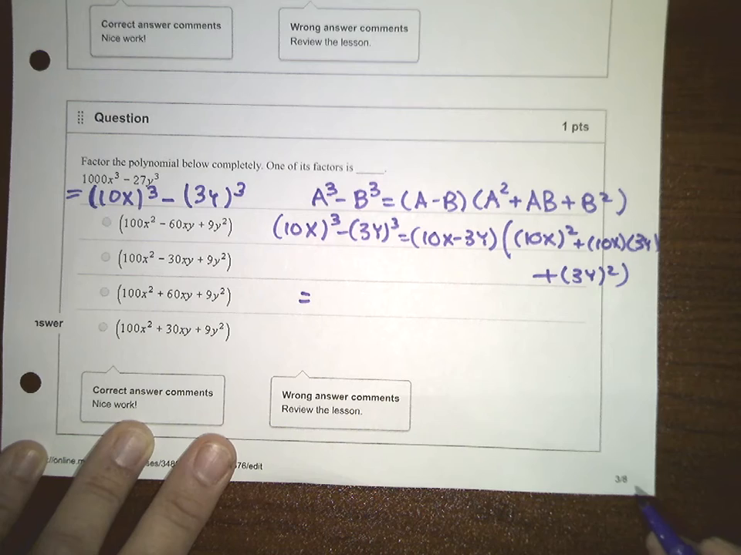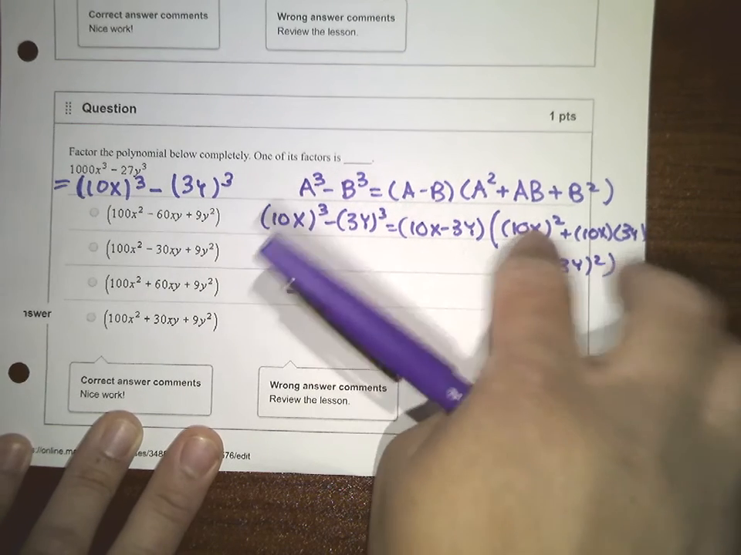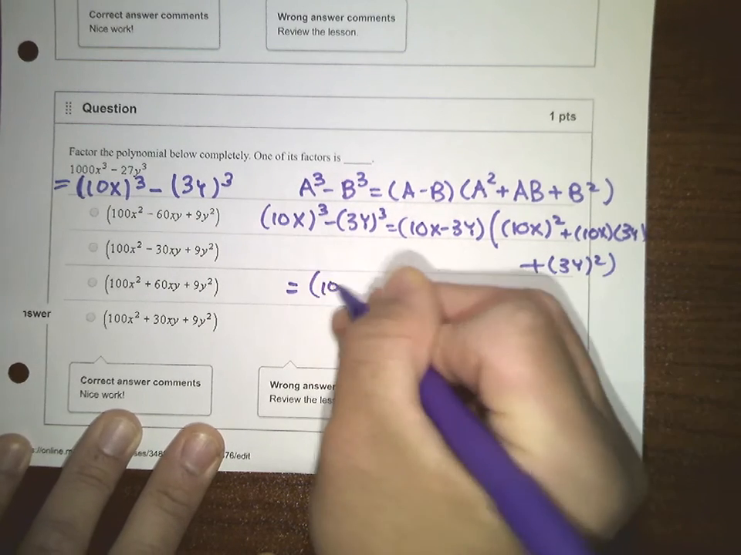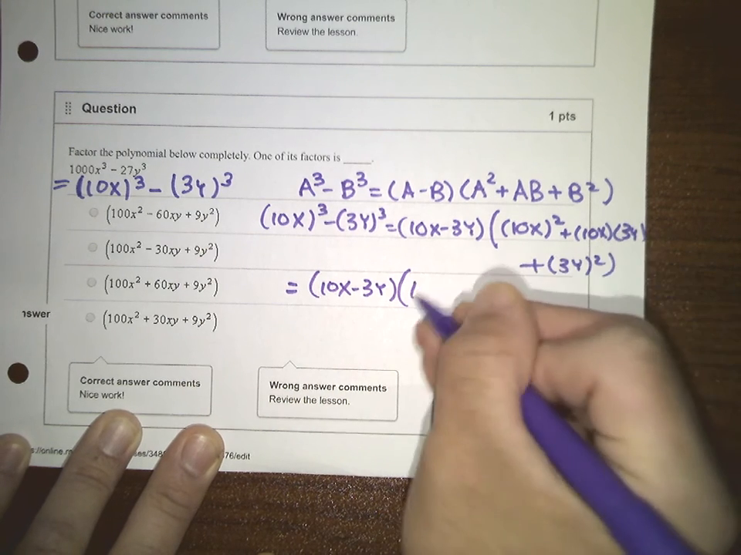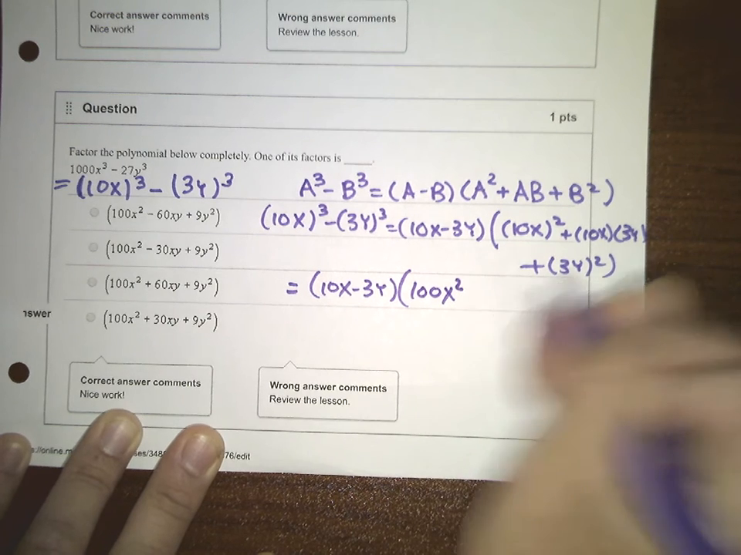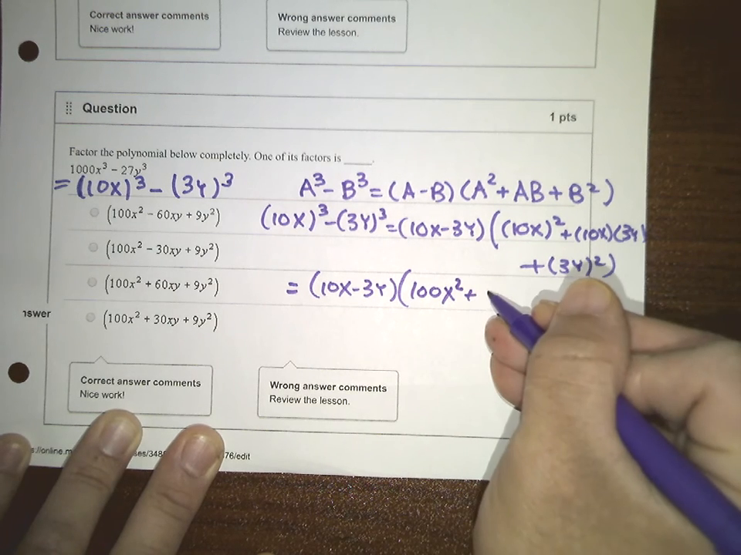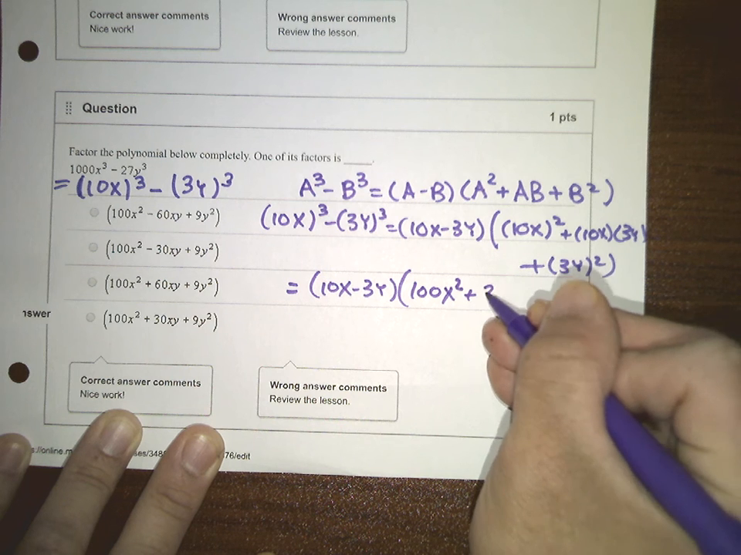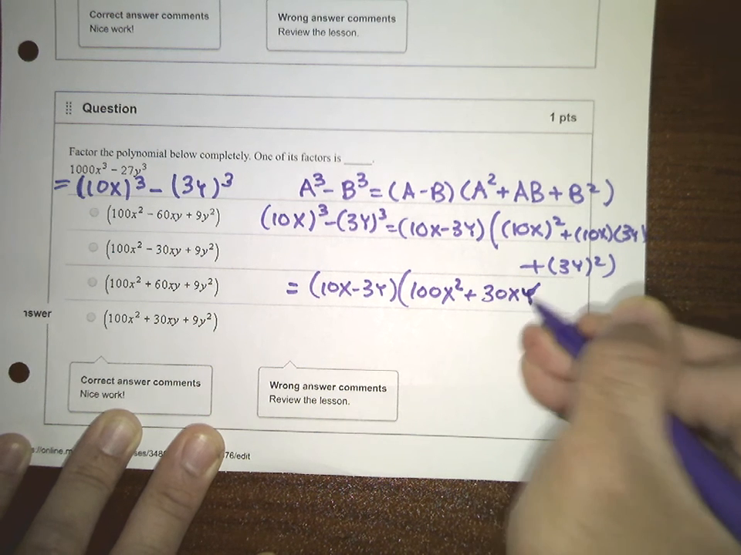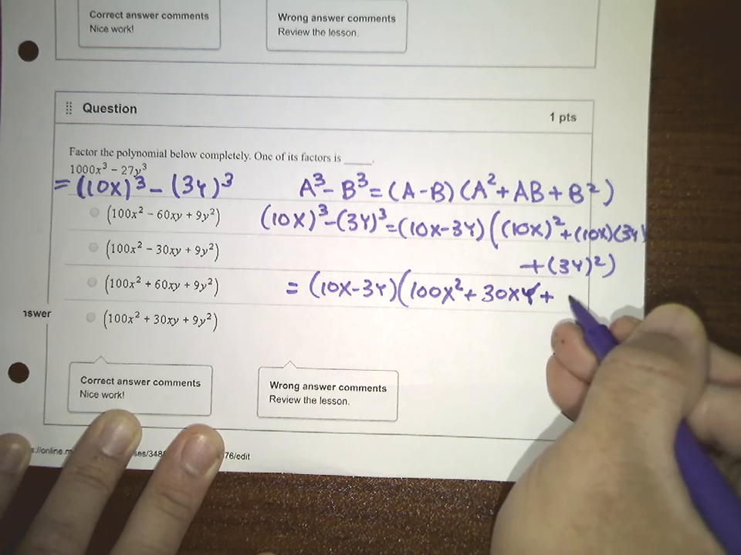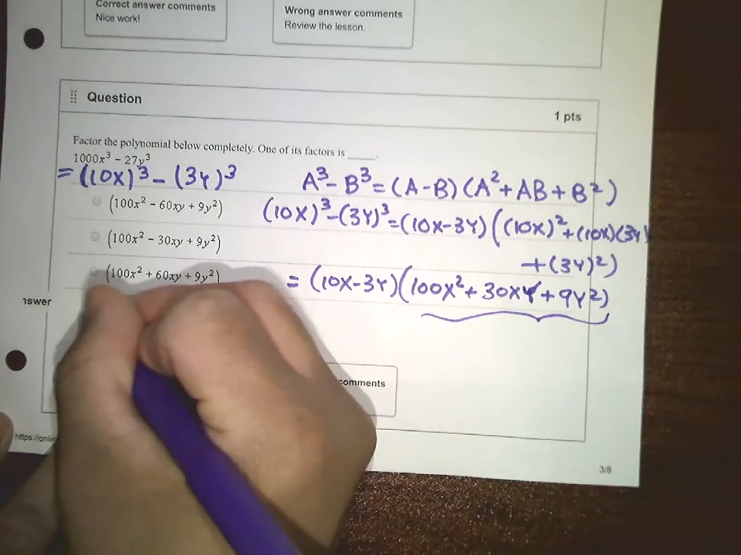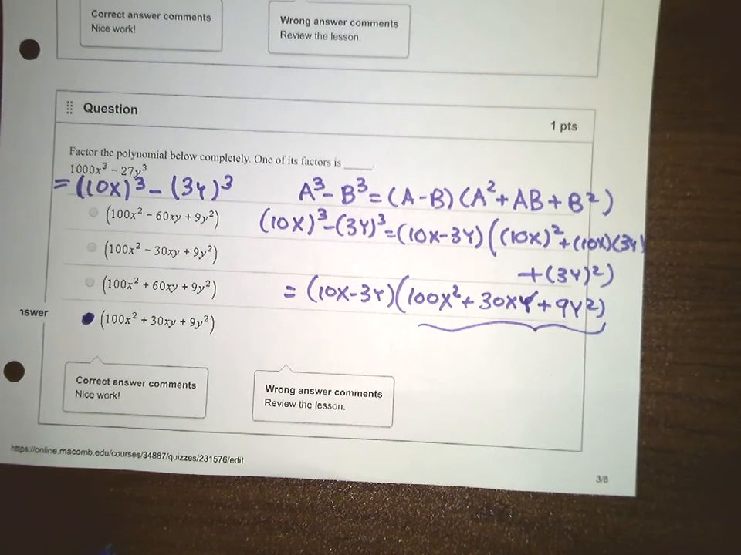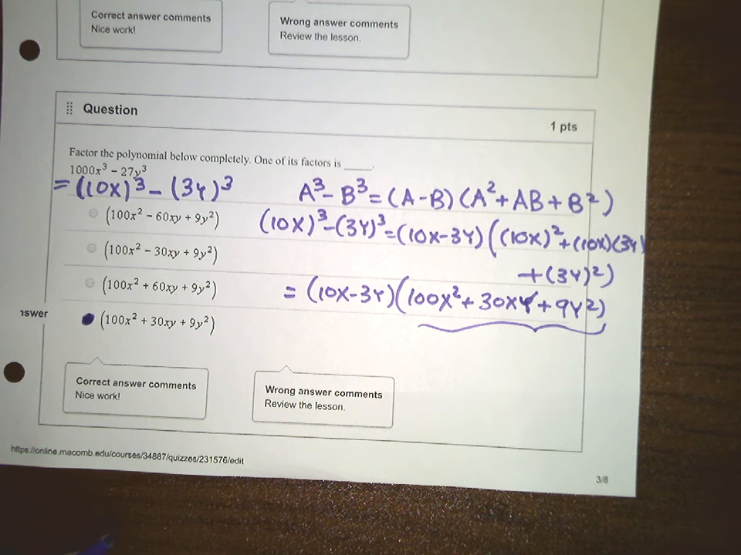And then I need to simplify the second factor here. So I have 10x minus 3y. 10x times 10x is 100x squared, plus 10x times 3y is going to be 30xy. And then I have 3y times 3y is 9y squared. And so I see that 100x squared plus 30xy plus 9y squared is one of the factors. What a time to be alive.